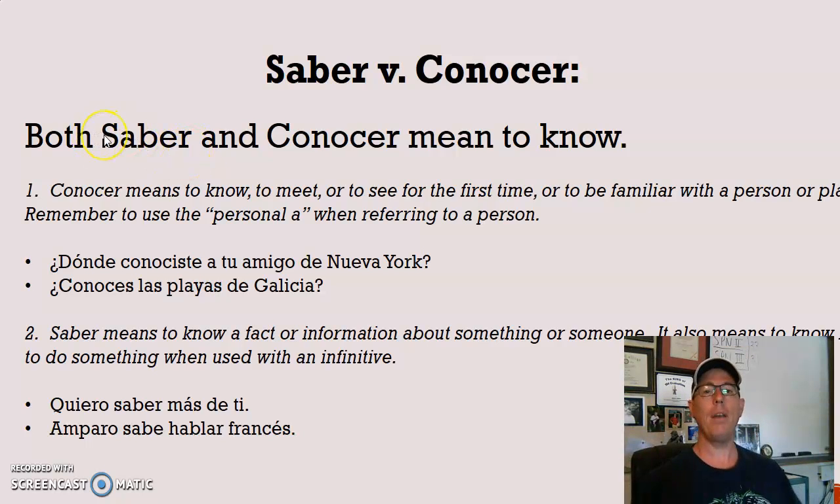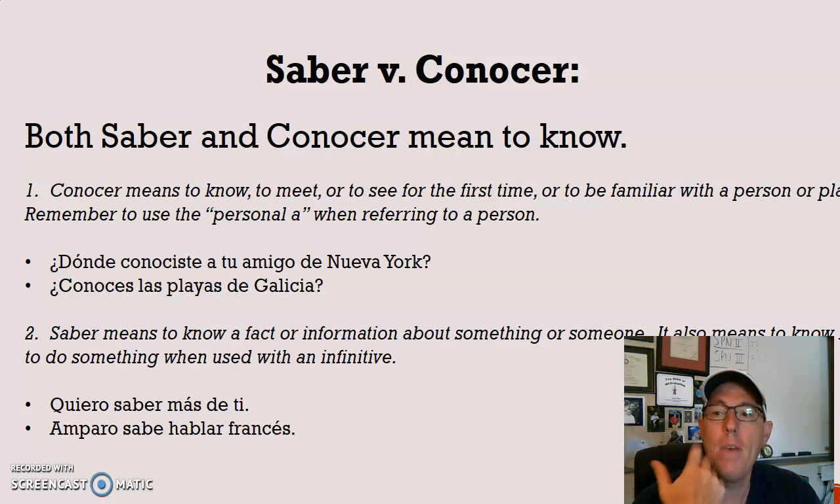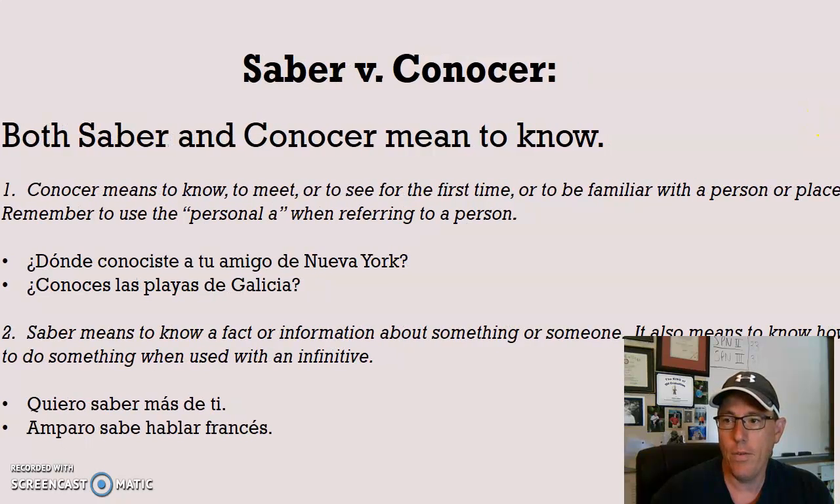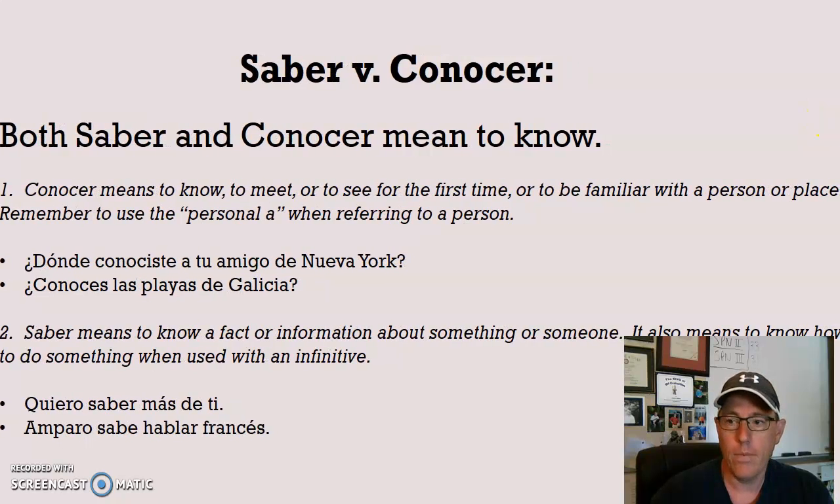Okay, so both saber and conocer, if you're just translating it out loud into English, mean to know. So conocer means to know. Saber means to know. It's the connotations and the small differences for when to use each one that we're delving into a little bit further. So conocer means to know, meet, or see someone for the first time, or be familiar with a person or place. I might have to move this screen over here. There we go. Hopefully you can still see that. Be familiar with a person or place.